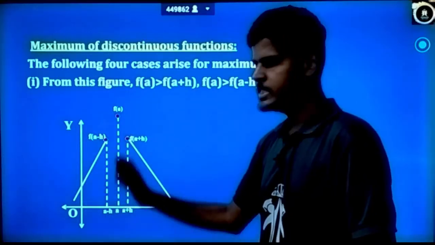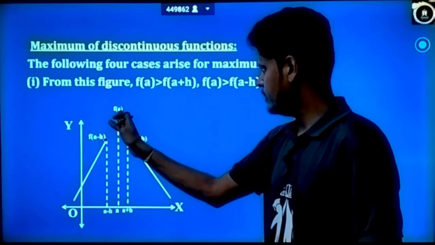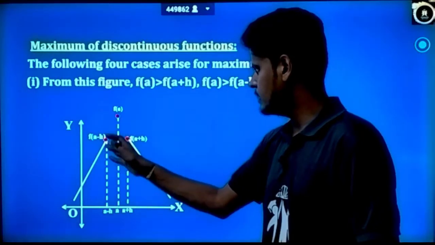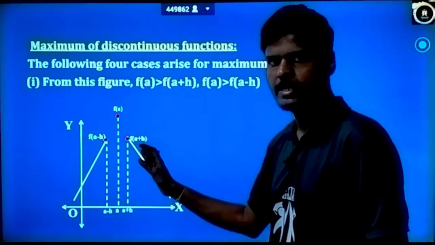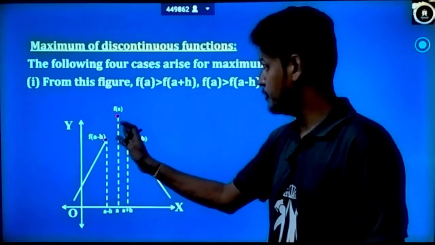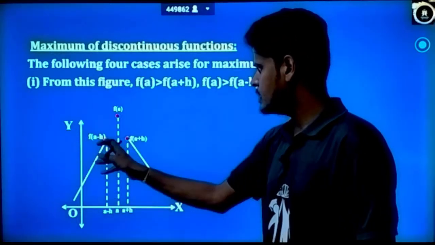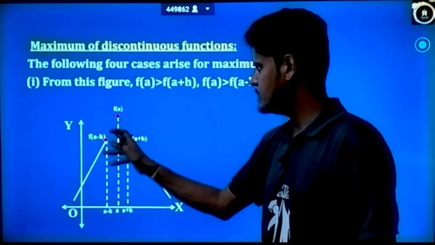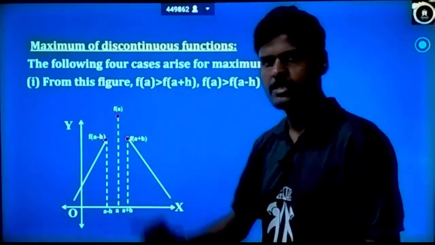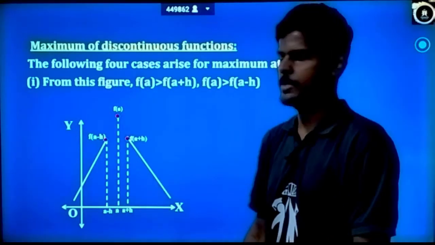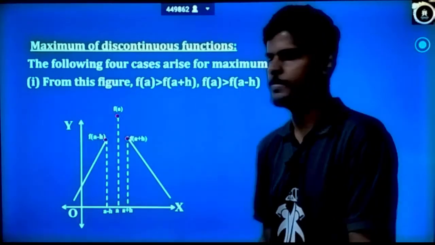Okay, now in this case, f of A is defined to be some other point, and the right hand limit and left hand limit are not different from f of A. So what we understand is that this value does not necessarily exist in the interval, but still this is the maximum value in the neighborhood. That means A is the point of maximum.